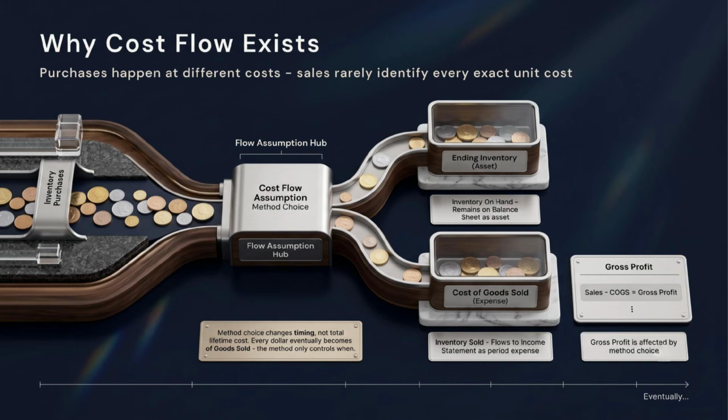The important memory hook is this: cost flow choice changes timing, not total lifetime cost. Every dollar of inventory cost eventually becomes cost of goods sold. The method only decides when that dollar leaves the balance sheet.